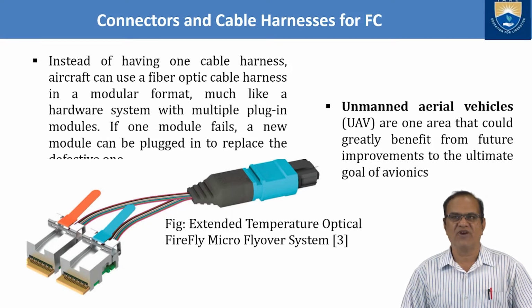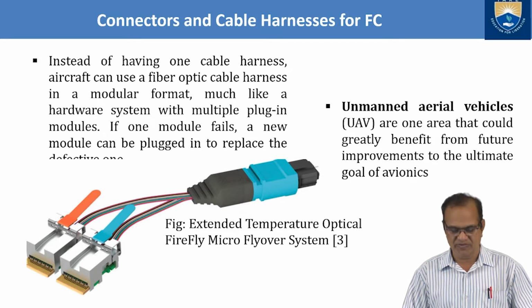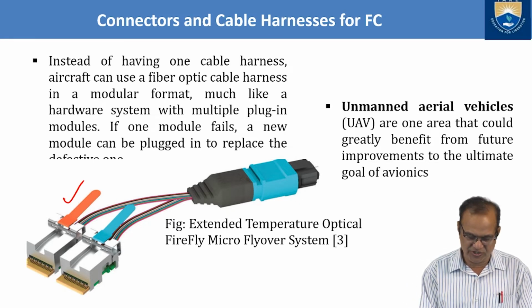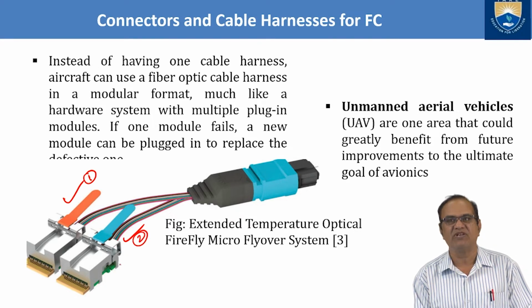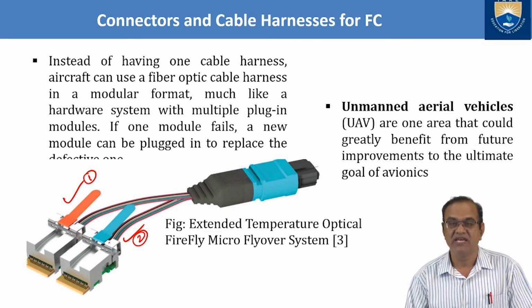If one module fails, a new module can be plugged in to replace the defective one. So here this is 1 and this is 2. If one has failed, another can replace it. So these are the connectors and the cable harnesses.